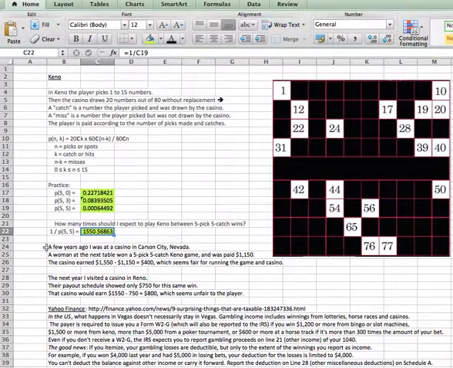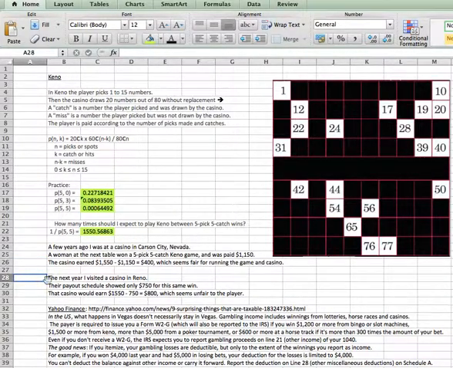All right. A few years ago, I was in a casino in Carson City, Nevada, and a woman at the next table won at the 5-pick, 5-catch casino game, and she was paid $1,150. So if you kind of work this out, the casino earned the $1,550 minus $1,150, or $400 for running that game. That seems fair to me because they're running the game and the casino.